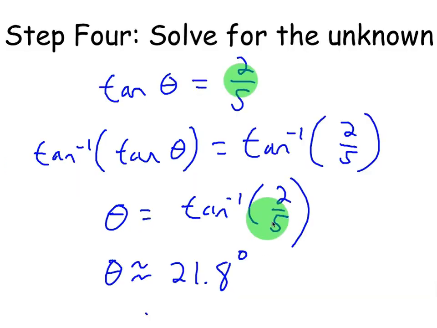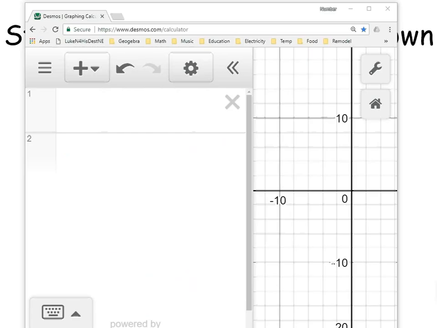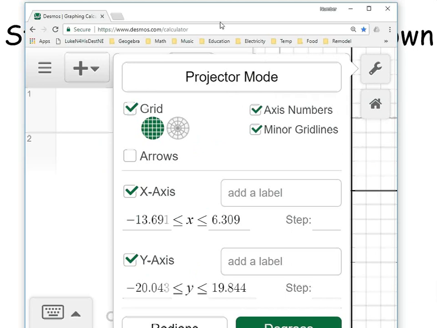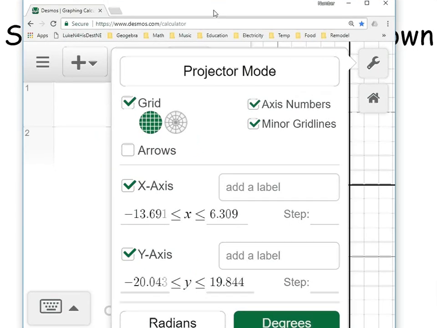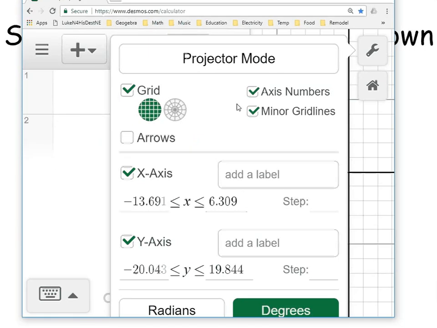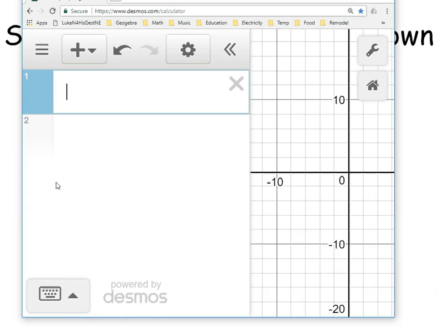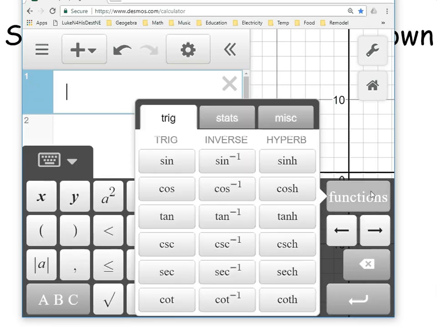So let's pull up our calculator and see what we get. Okay, so I have my calculator pulled up here. I'm going to click on settings, make sure I'm in degrees. So that's important. I don't know if you can see that or not. Yeah, there we go. So we have it in degrees now. Then I'm going to go to the functions here. Click on functions and click on tan inverse.